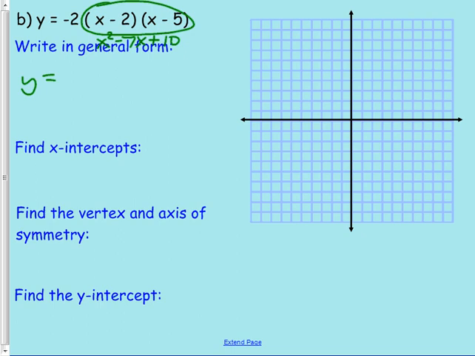When I FOIL it out, I get x squared minus 7x plus 10. And then I times everything by negative 2. And I get negative 2x squared plus 14x minus 20. Agreed? I'm seeing lots of nodding heads. Good. Now find the x-intercepts. That's easier to go back to this original thing and find them up there, isn't it? I can just do them really quick in my head. It's 2 and 5. So now I'm going to graph it. It goes through 2, and it goes through 5.